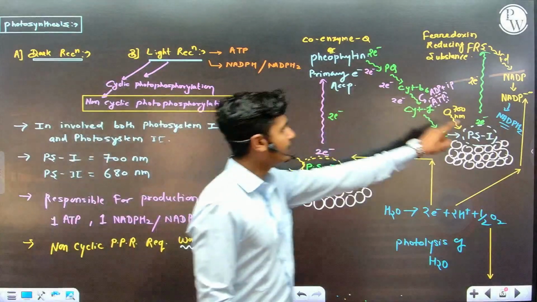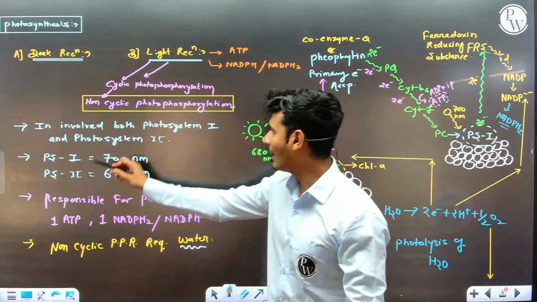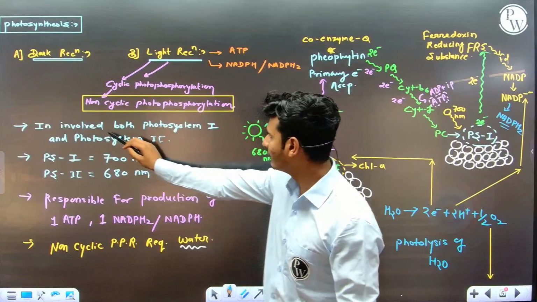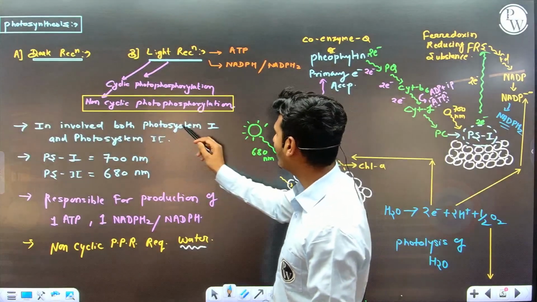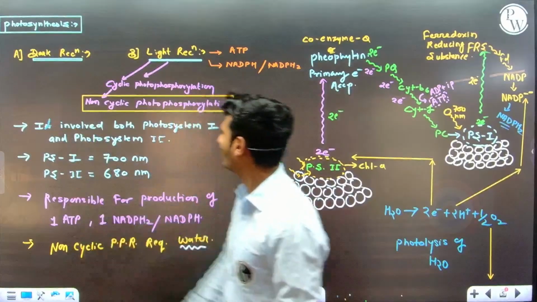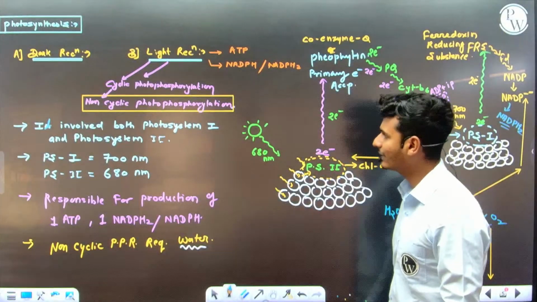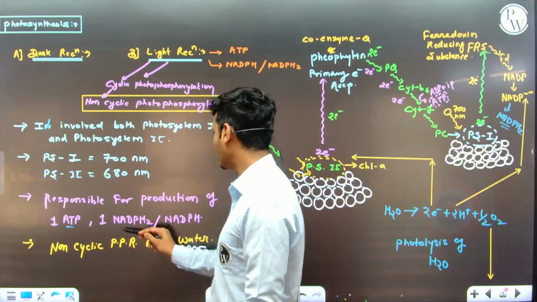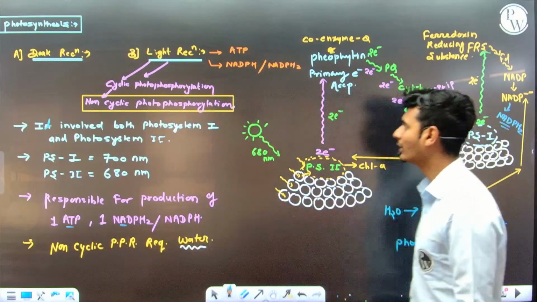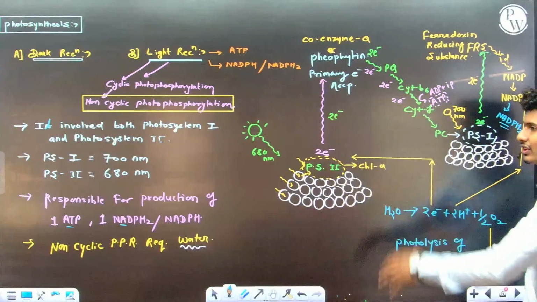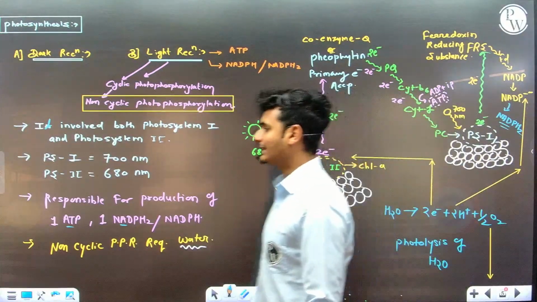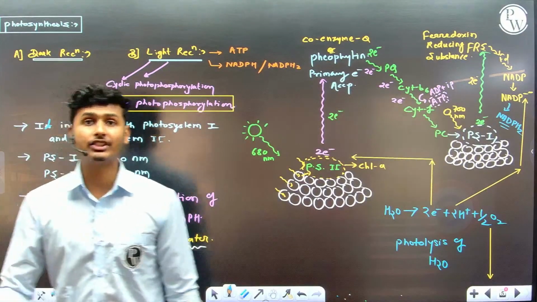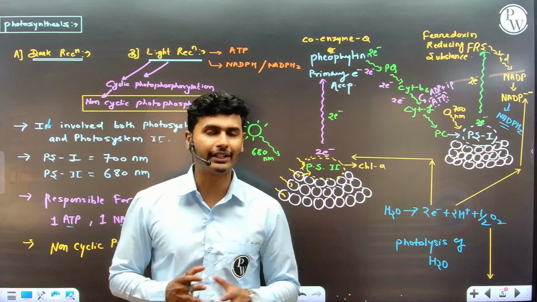1 ATP molecule, 1 NADPH2 molecule, I have written here. It involves both photosystem 1 and photosystem 2, responsible for formation of 1 ATP as well as 1 NADPH2 molecule. This is the complete reaction of non-cyclic photophosphorylation. I hope you are getting my points.